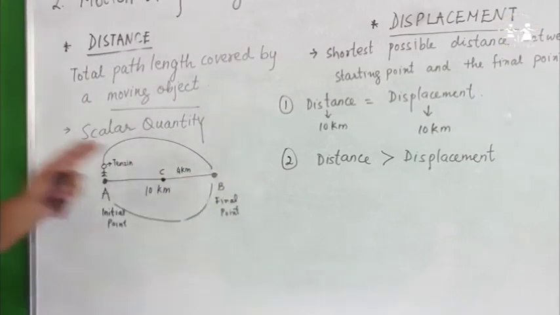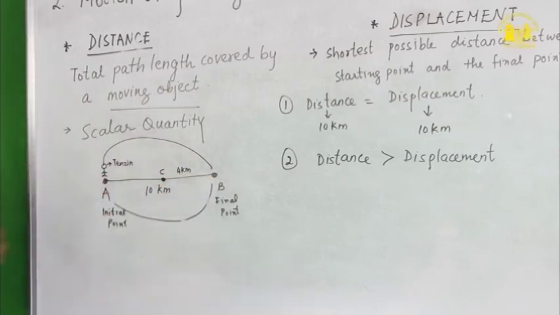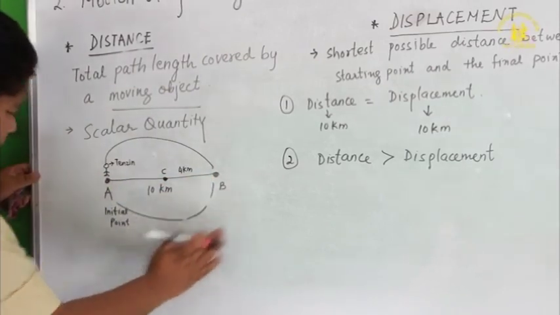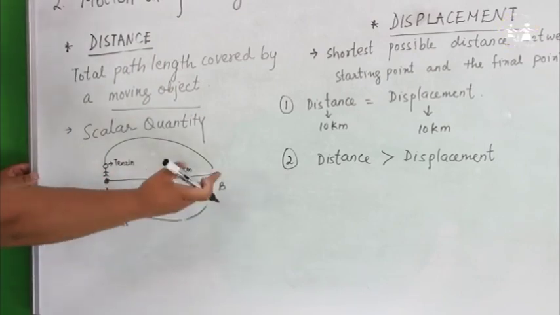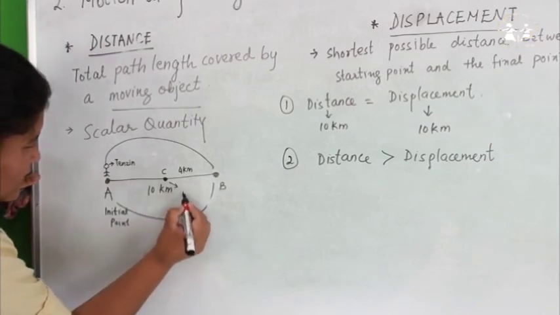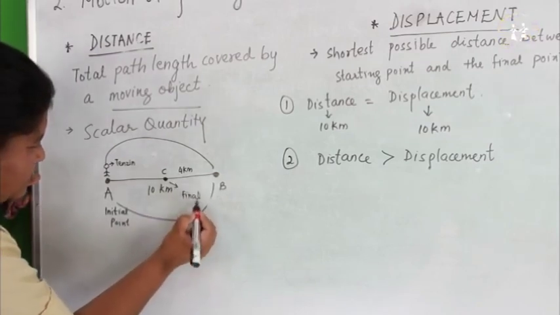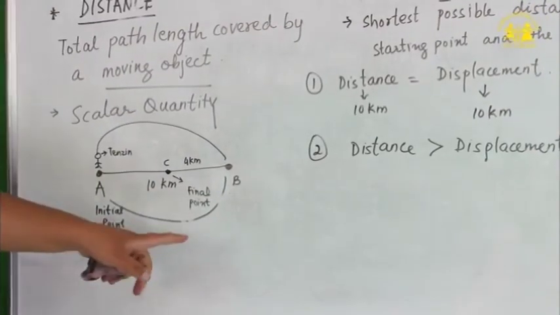So he covered 4 kilometers. Now in that case, his starting point is point A, and the final point is point B. Then he moved backwards, right? Then he moved backwards, and point C becomes his final point.